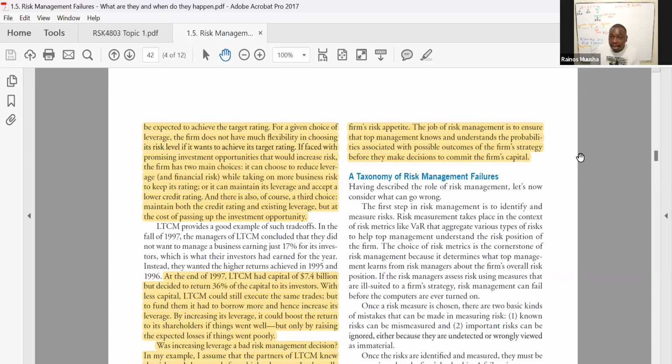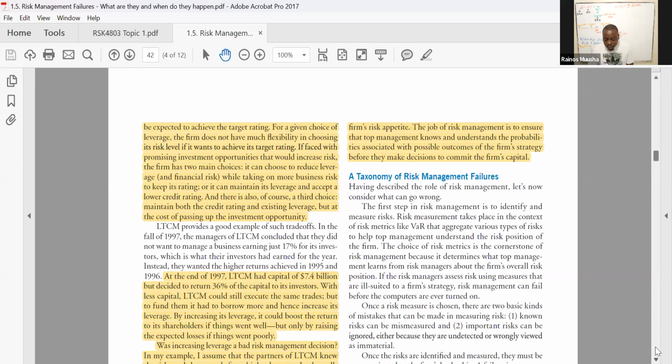So which means they must make sure that they properly communicate the risk exposures to the top management before the top management now make that decision. Any questions so far? Any questions?